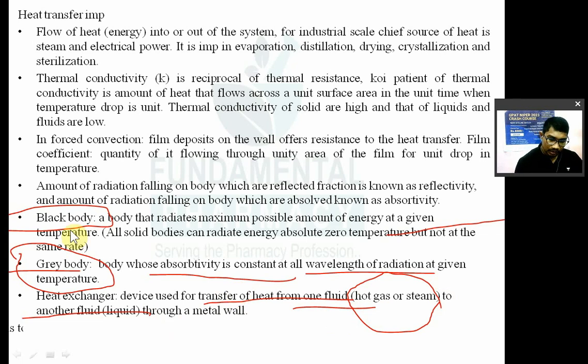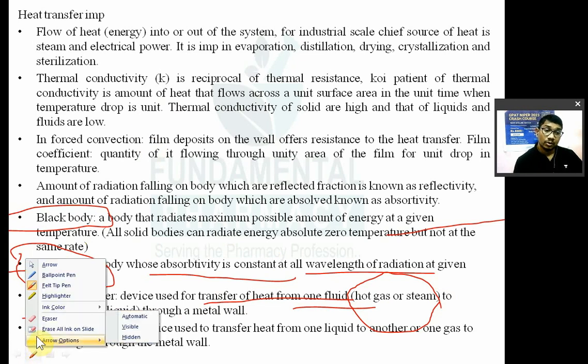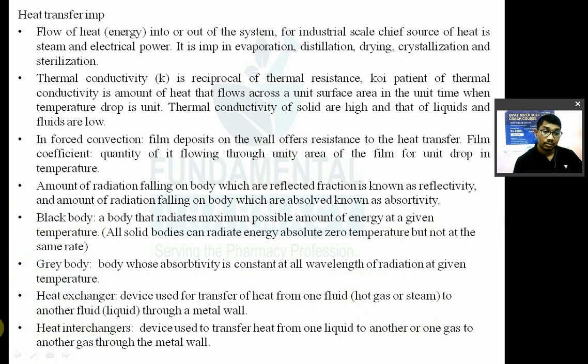Now second, heat interchanger. Where do we apply a heat exchanger? A heat exchanger is applicable for transfer of heat energy from one fluid to another fluid or liquid. So it will transmit heat energy from one fluid to another fluid or liquid. Now what is a heat interchanger? A heat interchanger is the device used to transfer the heat from one liquid to another liquid or from one gas to another gas through a metal wall.